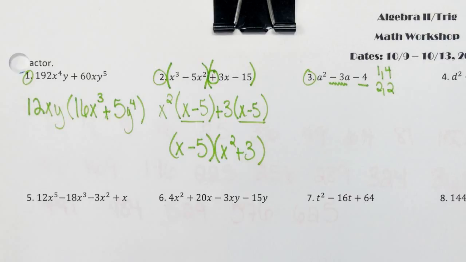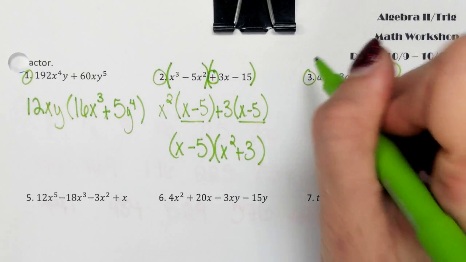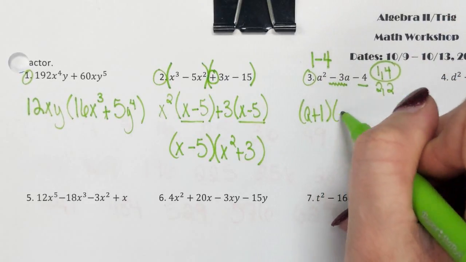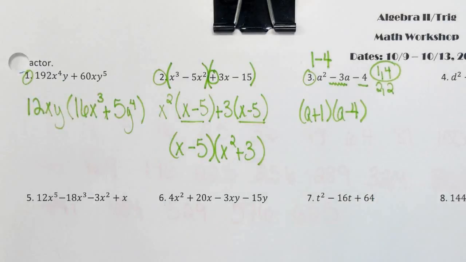Which one gives me -3 and how? 1 and 4. 1 minus 4. Very good. +1 and -4. Very, very good.